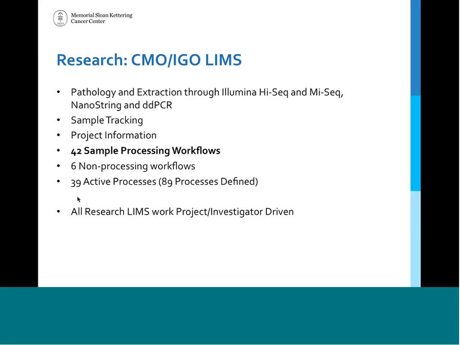So we have 42 sample processing workflows, and these are workflows that are actually linked together in different processes. We also have 6 non-processing workflows. These are workflows that we utilize to receive samples into the system, to move the samples through different container assignments, or to just add information to different projects or requests. We also have 39 active processes that we're currently using. We have 89 defined processes, but a number of these are processes that we no longer use, but we don't want to delete just in case we have to revisit them.